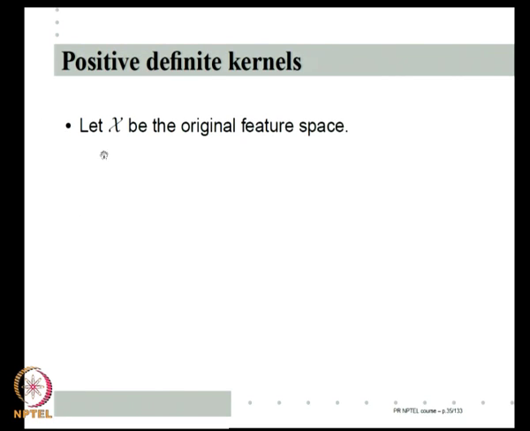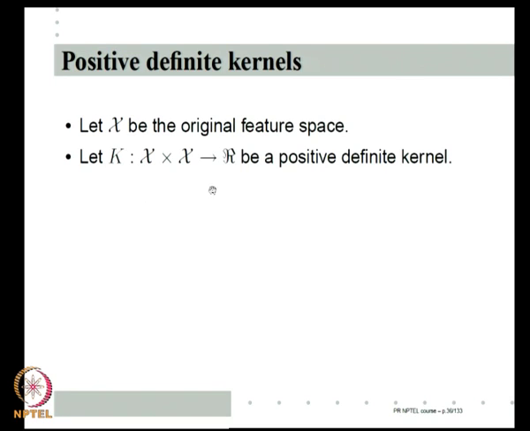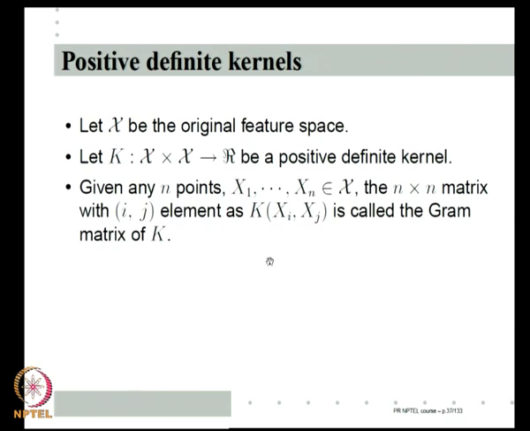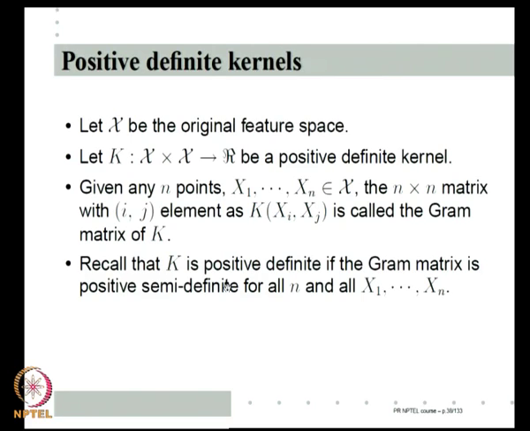As earlier, let script X be the original feature space, and k is a positive definite kernel, that is k is a symmetric, real valued function on X cross X which satisfies some conditions. Just to recall that, given any n and n points x1, x2, ..., xn in my feature space, the n by n matrix whose ijth element is k(xi, xj) is called the gram matrix of k. So, if I take all the k(xi, xj)'s and arrange them as an n by n matrix, it will be a symmetric matrix, and recall that k is a positive definite kernel if the gram matrix is positive semi definite, that is its quadratic form is always greater than or equal to 0 for all n and all points x1 to xn.